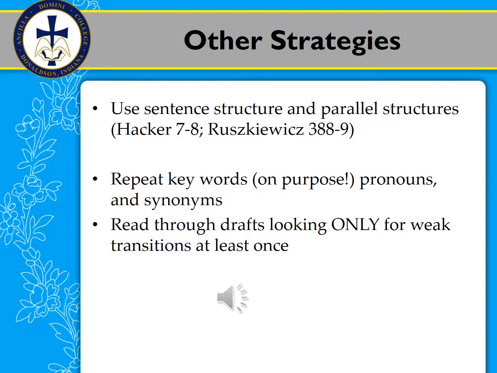What I also recommend is that you read through your drafts looking only for weak transitions at least once. And when you go through your whole revision process, you want to read through your paper a number of times. And so I think pinpointing different things different times through is a good idea, and I highly recommend using one of those times just to look for where you need some help with transitions.